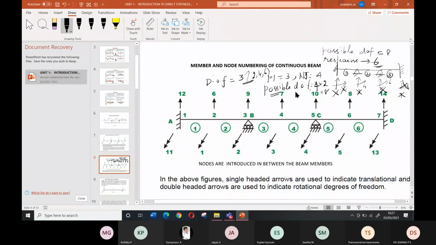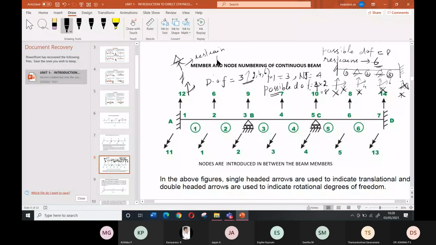But the possibility is 8. Among 8, some things are restrained. So if it's a fixed support, what are restrained? Vertical is restrained and moment is restrained. If it's a hinge support, then what is restrained? Vertical is restrained and it is free to rotate.